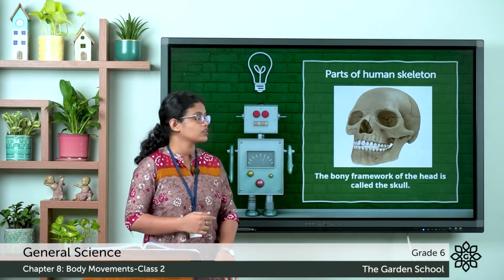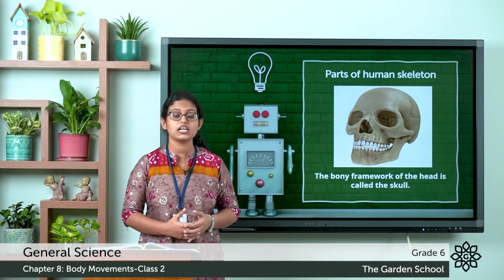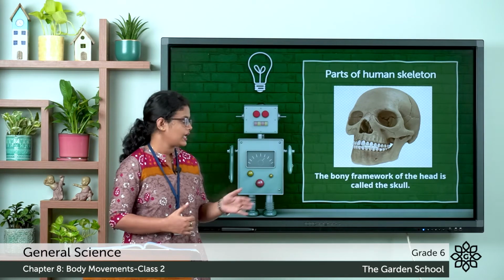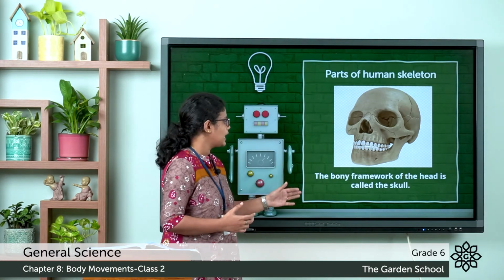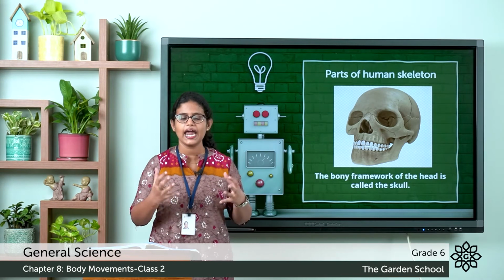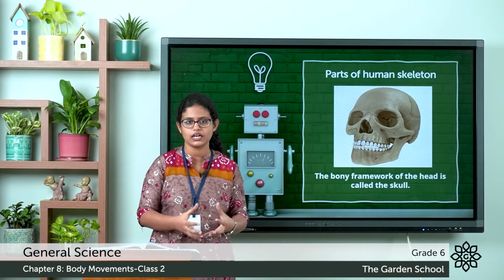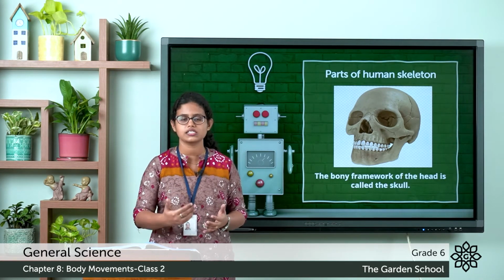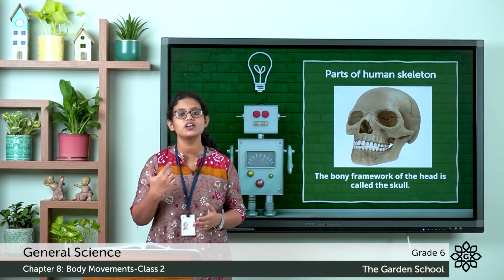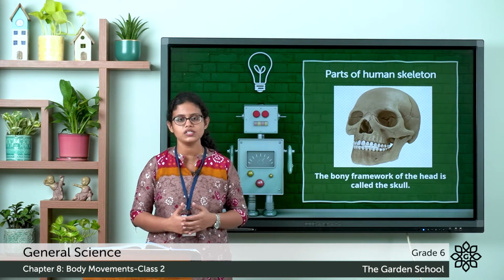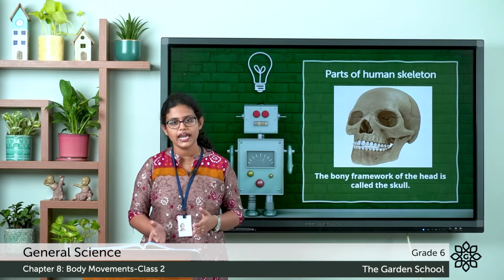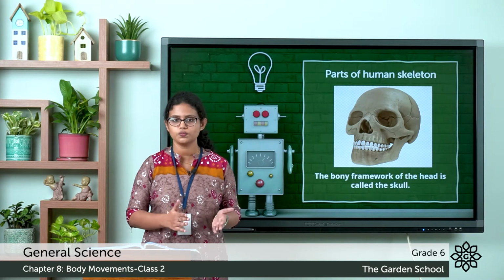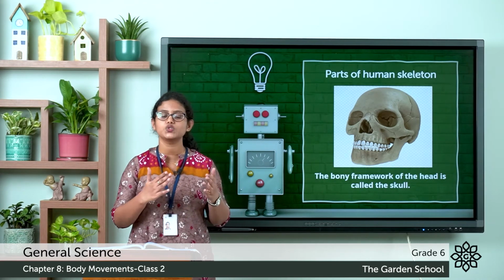The first one is the skull. The skull is the topmost part of the skeleton. The bony framework of the head is called the skull. The head is protected by the skull. The skull is made up of cranial bones and facial bones. In the cranial region, there are 8 bones, and in the facial region, there are 14 bones, together 22. So the skull is made up of 22 bones.